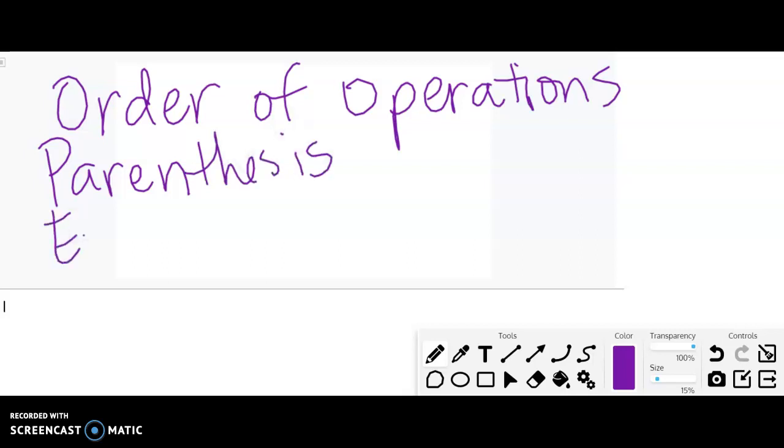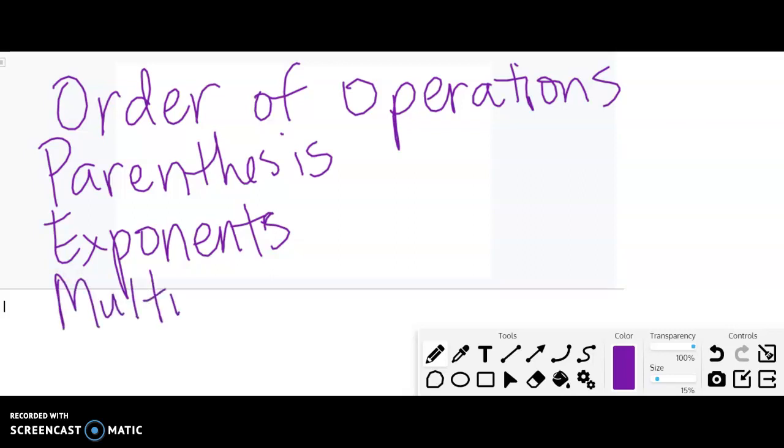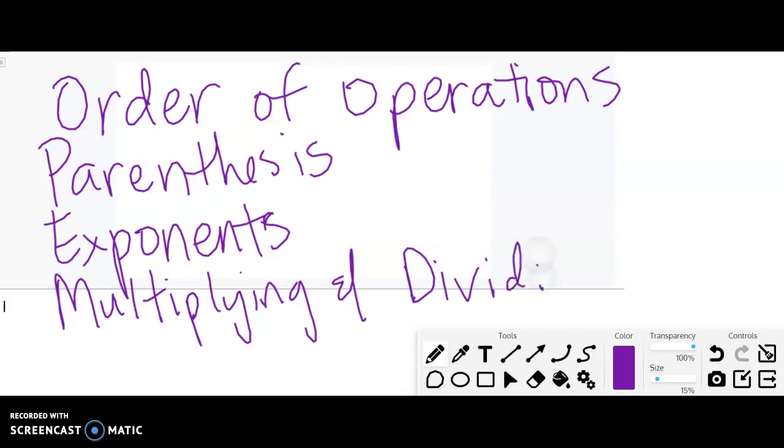In middle school, you will learn about exponents. We don't do it, but that is part of the acronym, so I'm going to include the E for now. Next, we get to multiplying and dividing. And last, we have adding and subtracting.